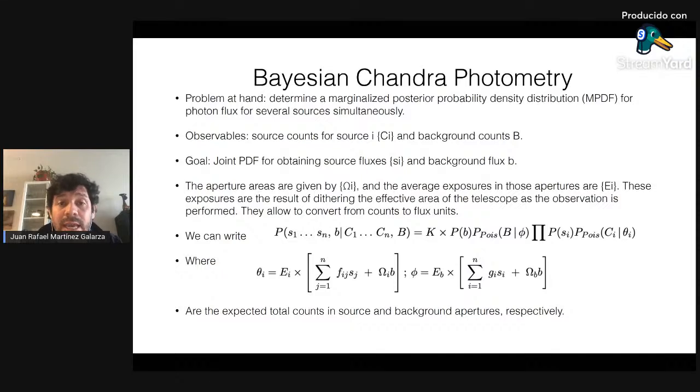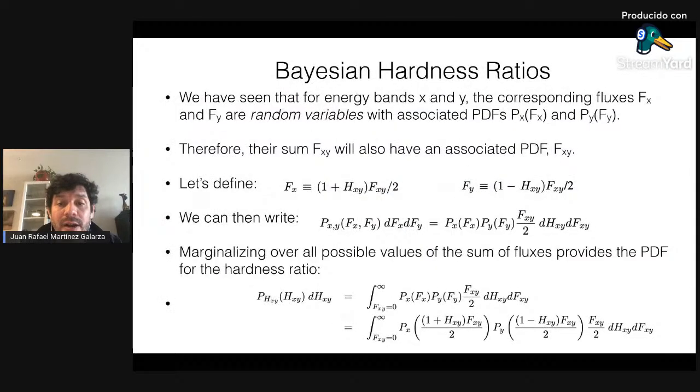You can do the same for the hardness ratios. Do you remember what the hardness ratios are? The hardness ratios are basically the ratios of how many of the photons in your X-ray measurements are hard versus how many of them are soft. And those hardness ratios are important for a number of reasons. And it turns out that you can define those hardness ratios using the fluxes in the different bands.